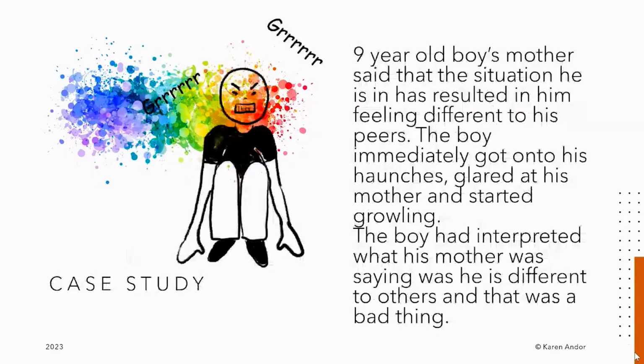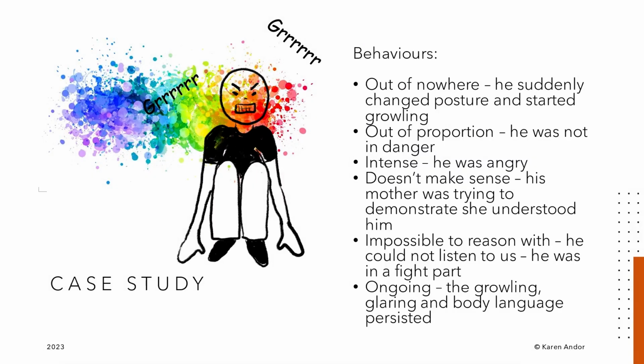I'm now going to give you another little case study. If you remember that 9-year-old boy I spoke about in module 2, his mum had said that he was different to his peers, and that boy immediately got up on his haunches, he glared at his mum, and he started growling. And what had happened is he'd interpreted her as saying that him being different was a bad thing, it wasn't a good thing, and had jumped into his fight response.